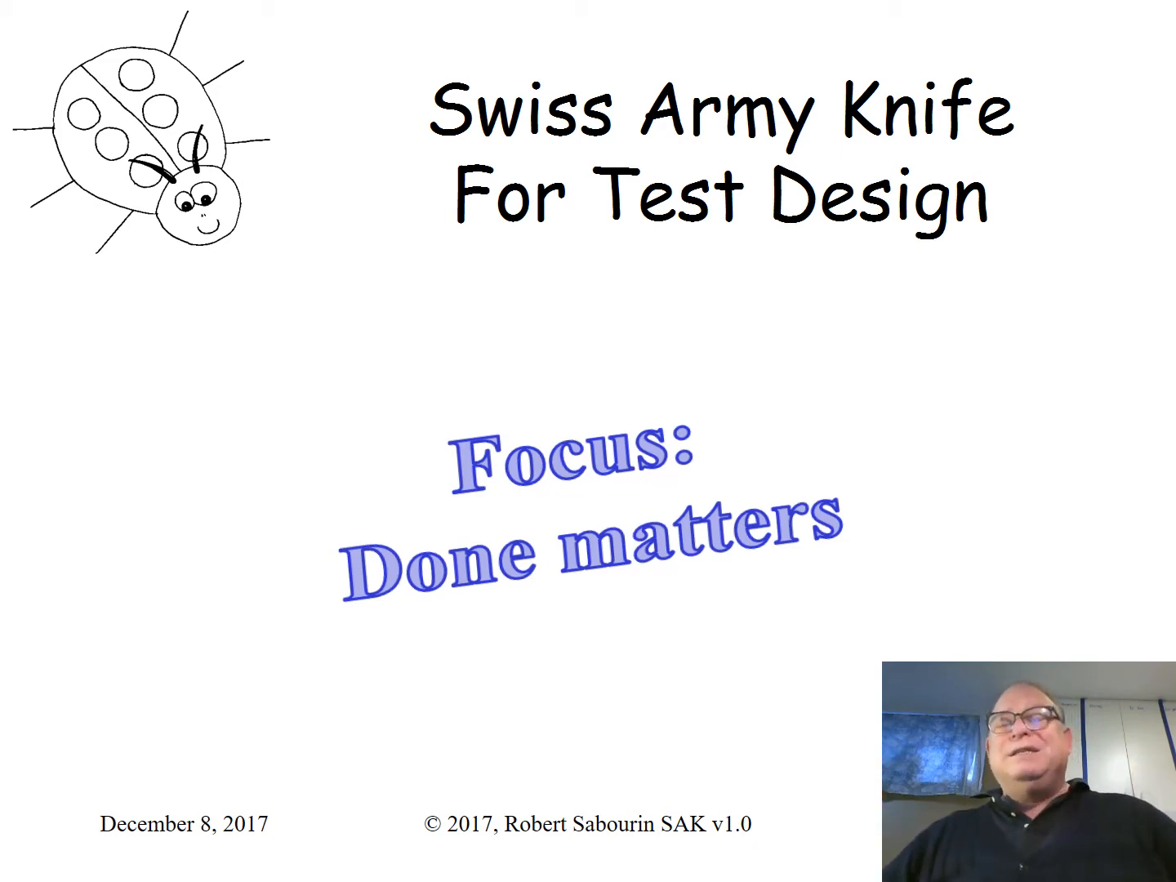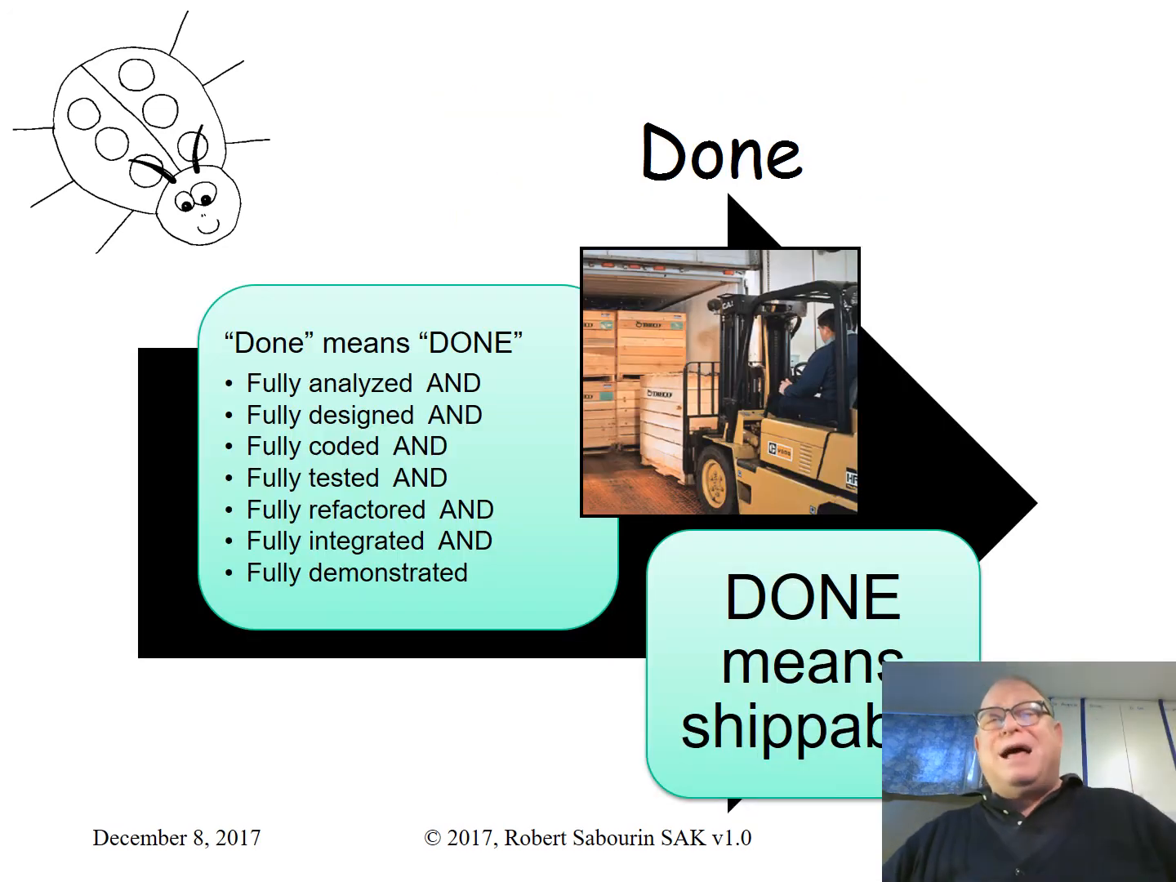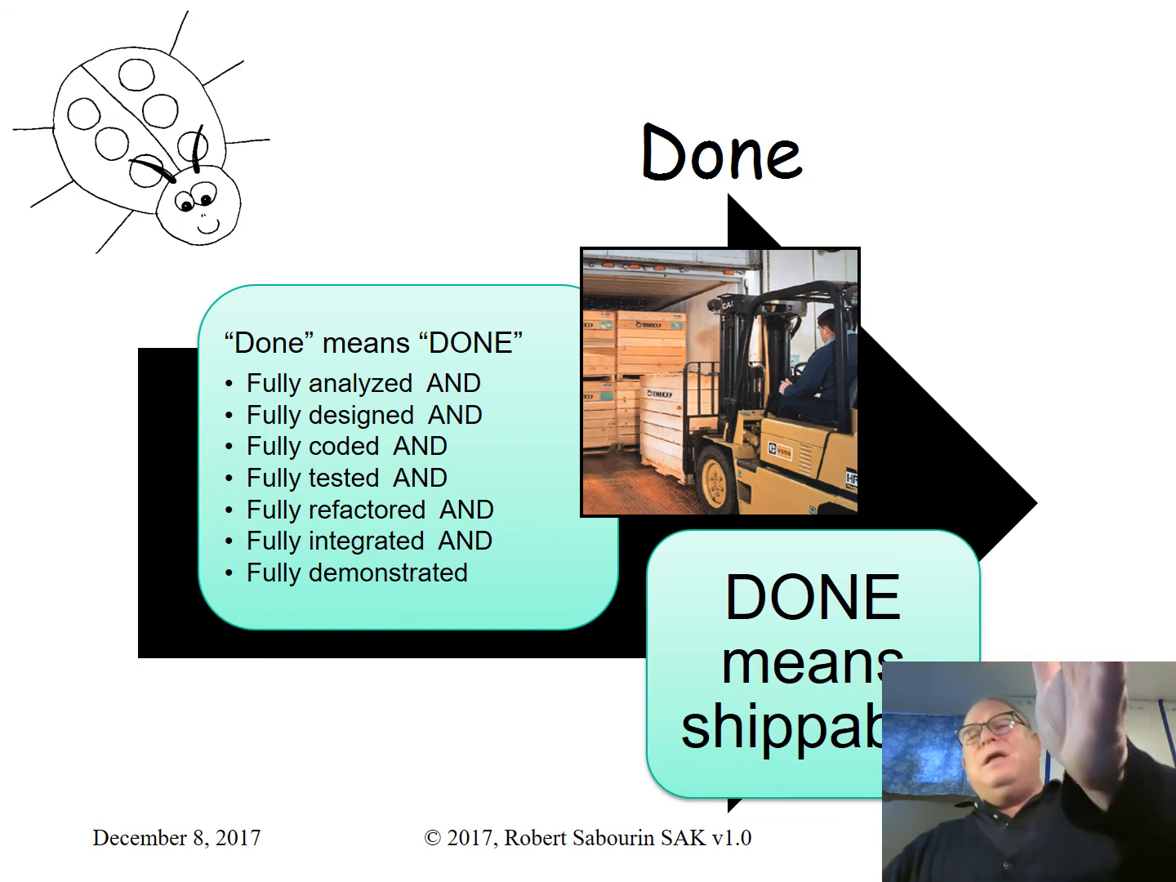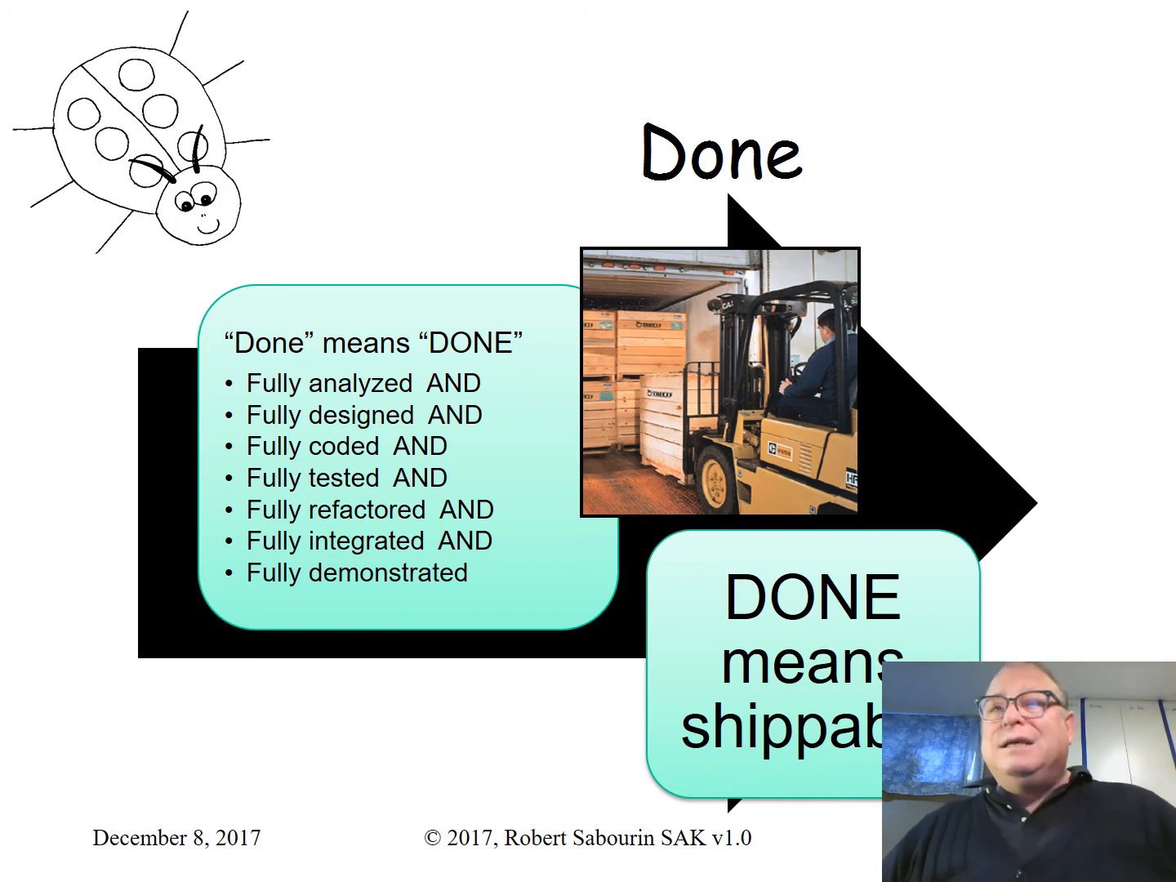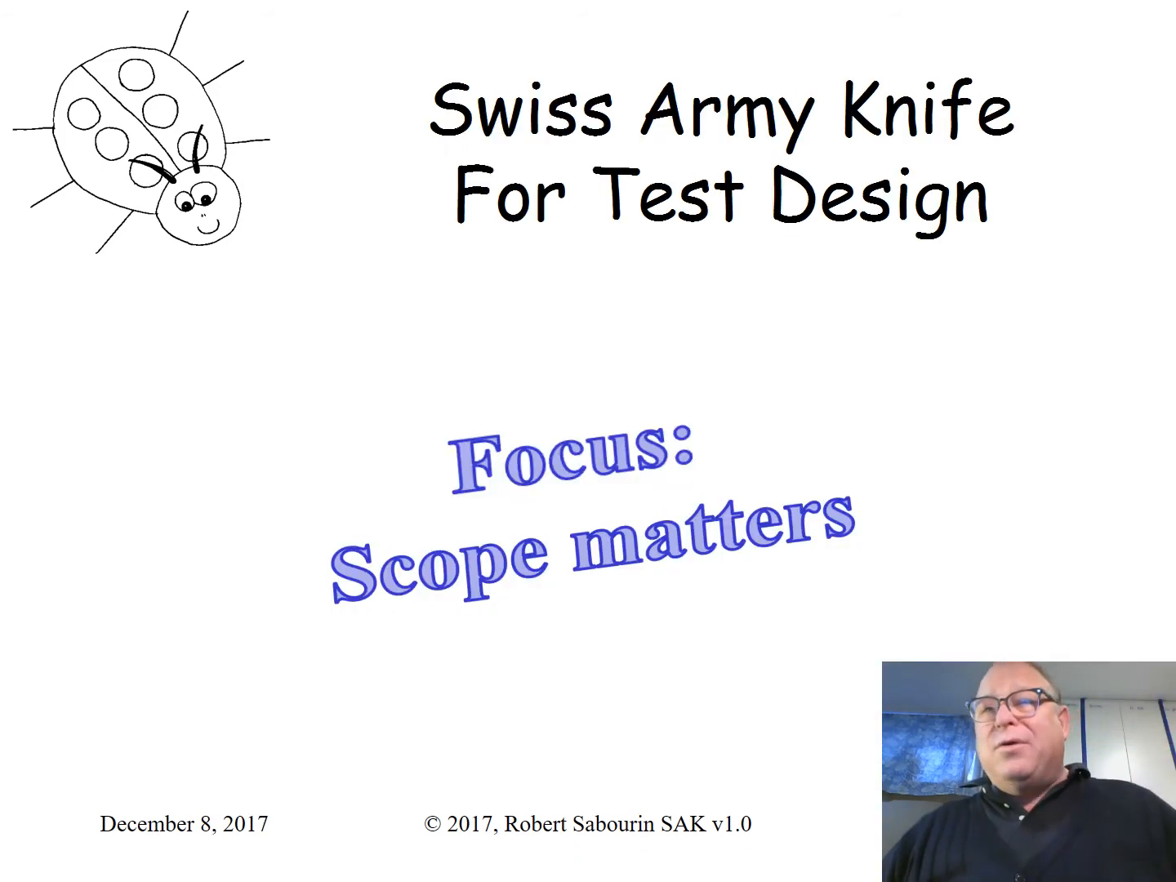When we're looking at designing tests, we're trying to answer the question, are we there yet? Are we done? So done matters. In Agile teams, you'll see people say done means done. No more analysis, no more design, no more coding, no more testing, no more refactoring, no more integration. Everything's been demonstrated. The product is shippable. In your case, what does done mean? We should design tests to help us answer the question, are we there yet? Are we done? Can people use our code? Can we ship our code?